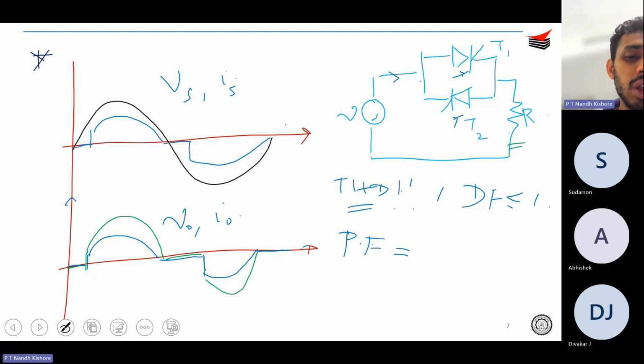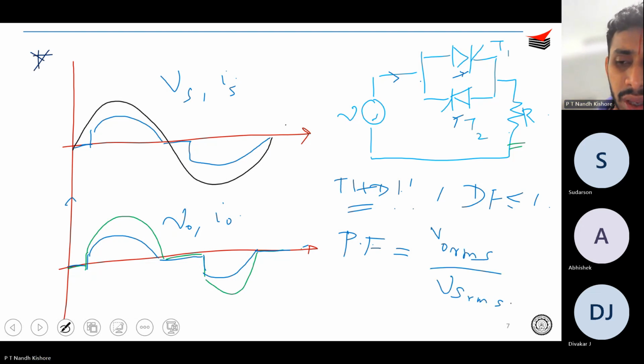But over here, the power factor is actually the same as what we saw for your rectifier case. So the power factor is going to be V naught RMS divided by V source RMS. Mind you, this is applicable only when you have an R load and your current wave shape is similar. Only because your current wave shape is similar, I'm telling this, right? And like this, all the terms are applicable. They are the same as what you saw for your full wave rectifier case.